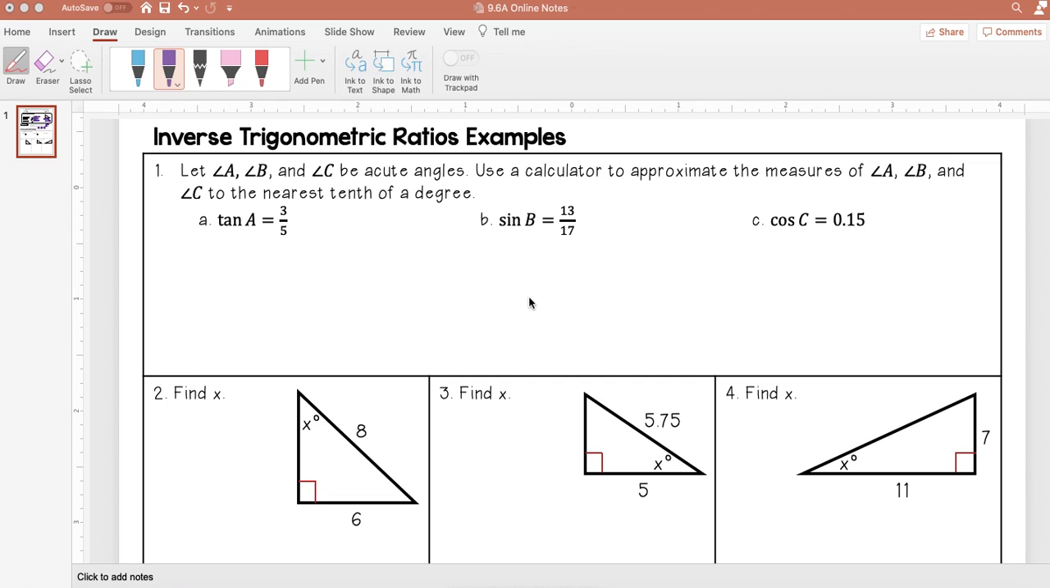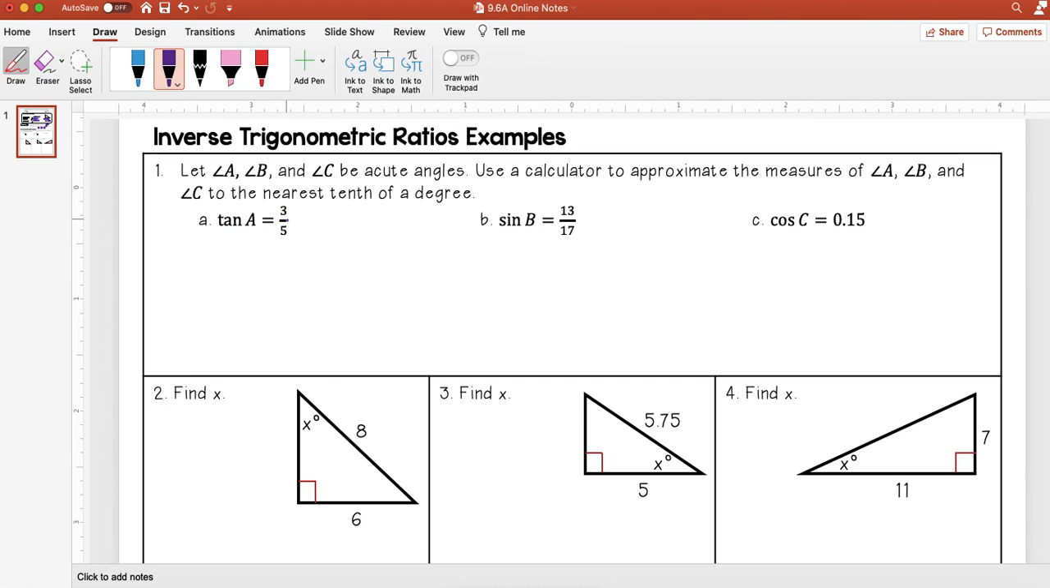So now for this video, we're actually going to apply these inverse trig ratios to find angles. So here in problem 1, let angle A, angle B, and angle C be acute angles. Use a calculator to approximate the measures of these three angles to the nearest tenth of a degree.